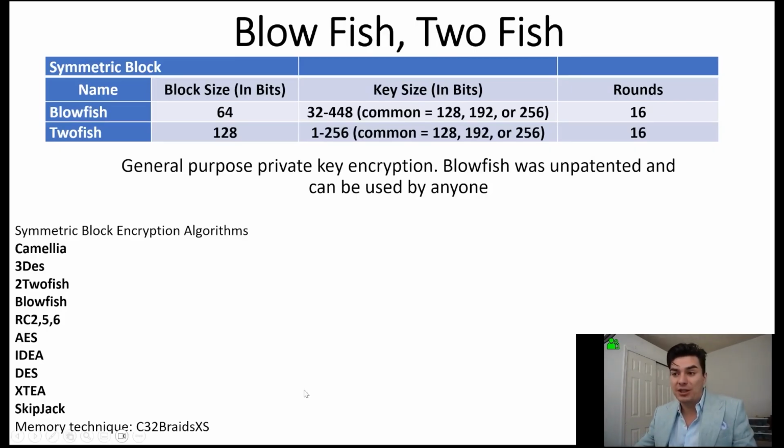Blowfish and Twofish. These are symmetric block encryptions. Blowfish has a 64-bit block size, a key size anywhere from 32 to 448 bits, but commonly 128, 192, or 256, with 16 rounds. Twofish, well, double, so it has double the block size. Recommended key sizes are 128, 192, 256, with the same number of rounds. It's a general purpose private key encryption. Blowfish was also unpatented, so anybody can use that. Here are all these symmetric encryption algorithms.